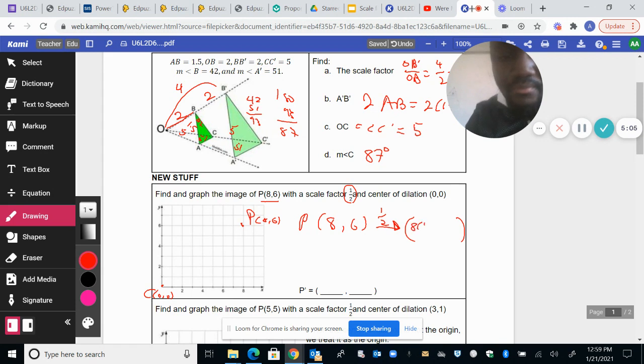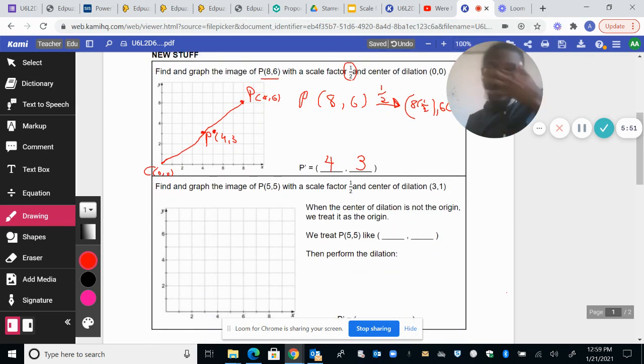That gives us 8 times half, 6 times half. 8 times half is what? 4. 6 times half is what? 3. So we're going to look for (4, 3) somewhere around here. As you can see, this is P prime, (4, 3). So P prime is like the center of this segment C to P. This is P prime, this is P.